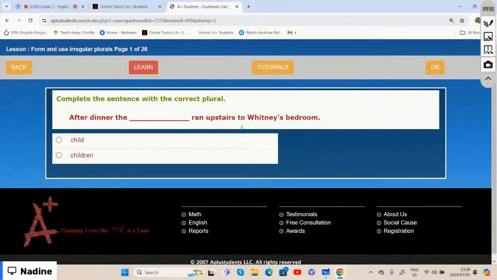All right, it says after dinner, do we say the child ran upstairs to Whitney's bedroom or the children? We need to complete the sentence with the correct plural. So do we say after dinner the child ran upstairs to Whitney's bedroom, or do we say the children ran upstairs to Whitney's bedroom? We need to state the correct plural.